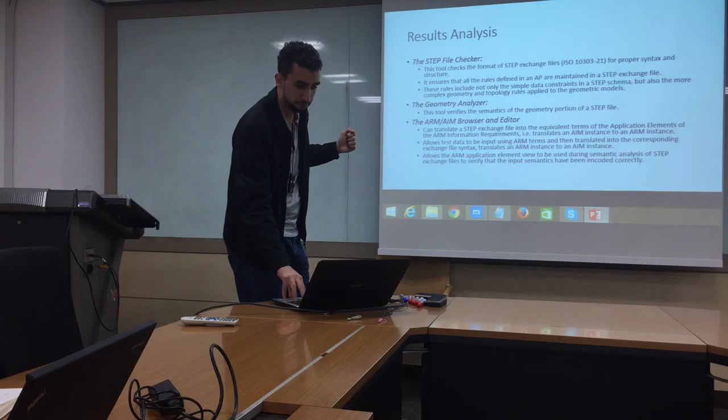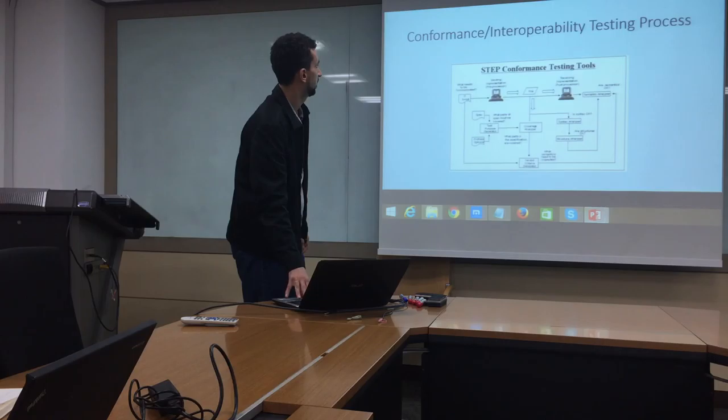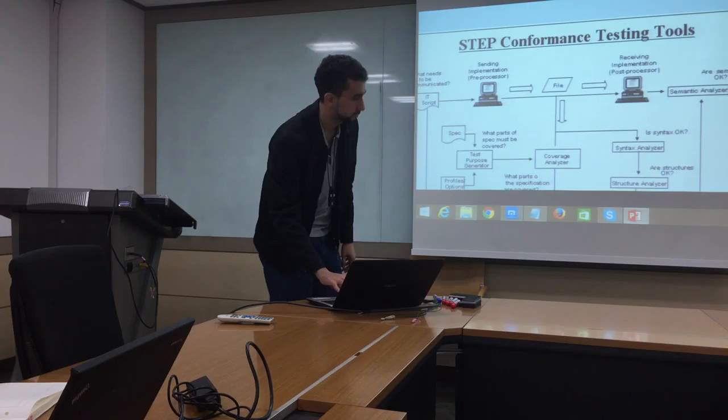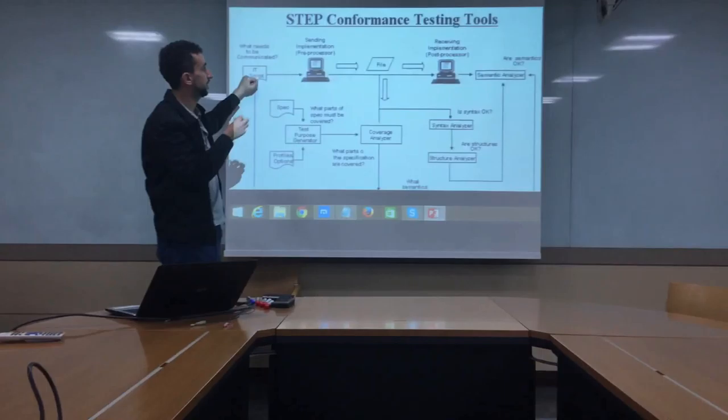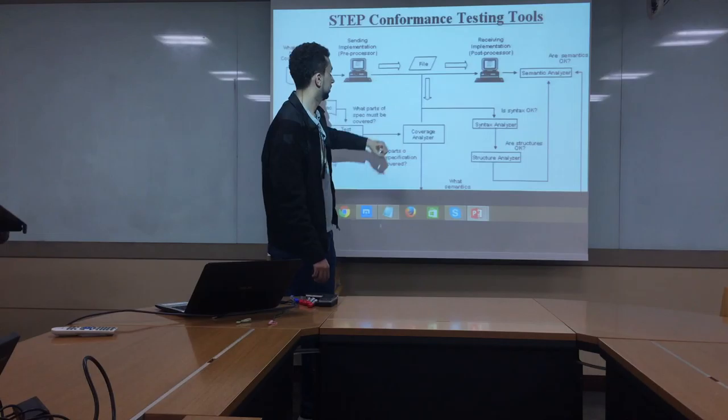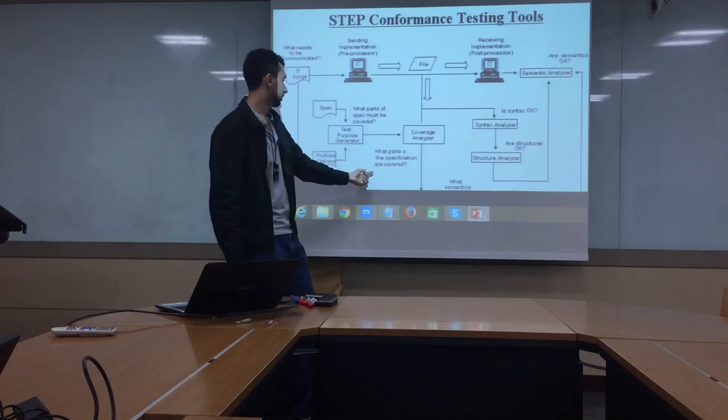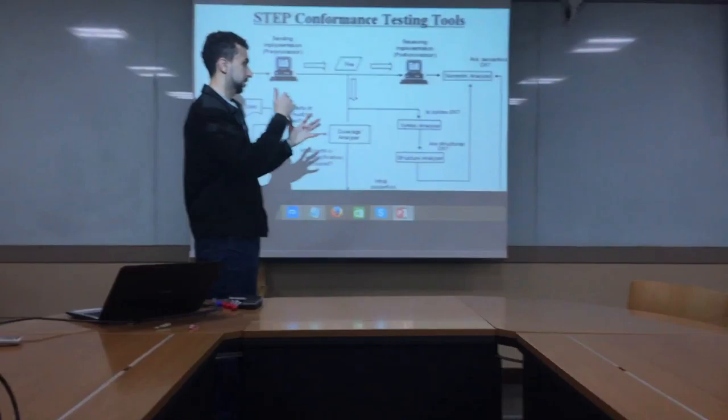Other testing tools which are often very useful are these. This is almost the same process as we showed before, but using all the tools now. We have the IT script, which we can think of as a macro for treatment, for example. And we have the translator preprocessor, then we have the exchange file. We can do this coverage analyzer. It checks what parts of the specification are covered. Maybe not all the AP is being covered by this file, only a certain portion of it. So it gives you the percentage of the coverage.